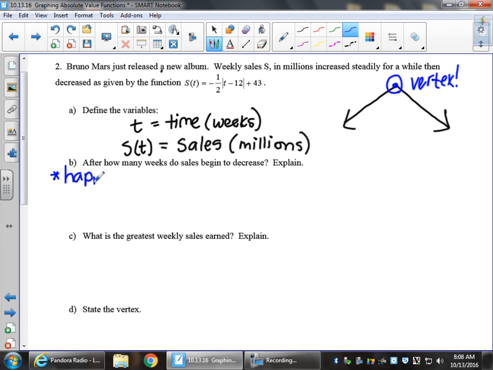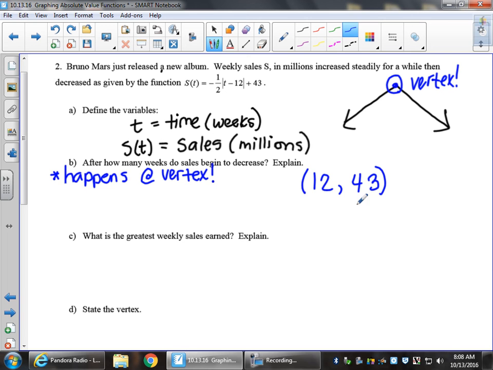This happens at the vertex. Do we need to do math to find the vertex? No. Nope. What's my vertex? Now the question is, which of these values is the answer to this question?